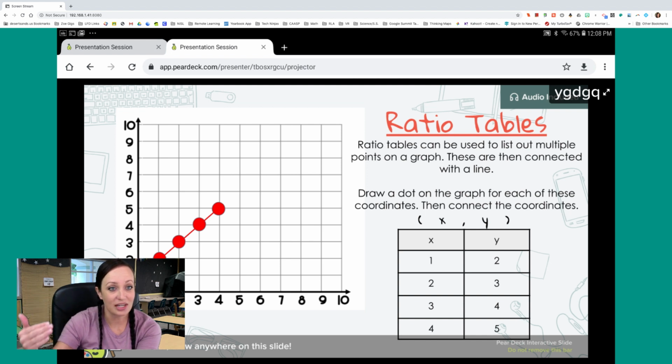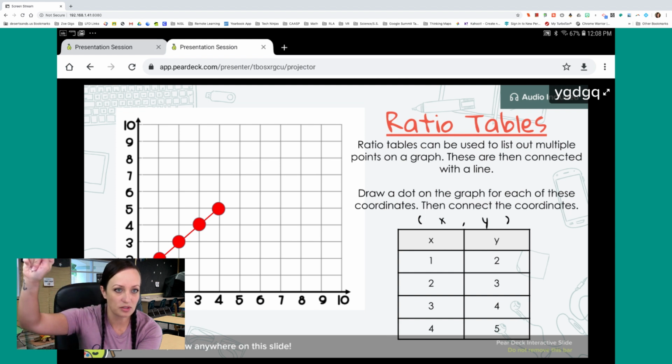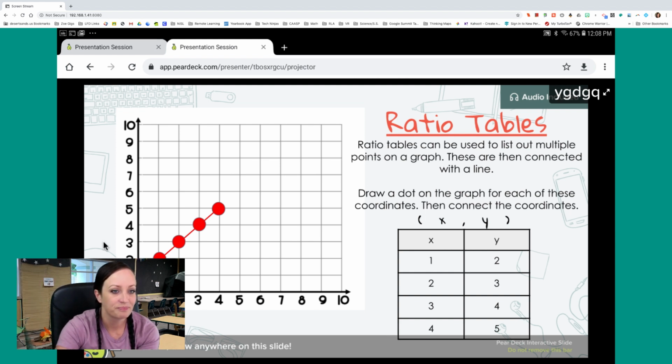So when you see those kinds of things, when you see them in order, you'll notice that the line ends up being straight when there is a consistent pattern happening.